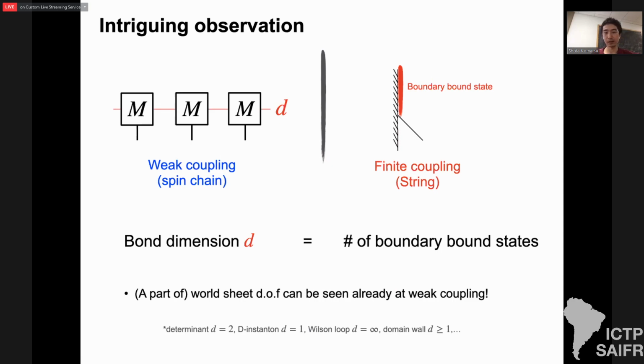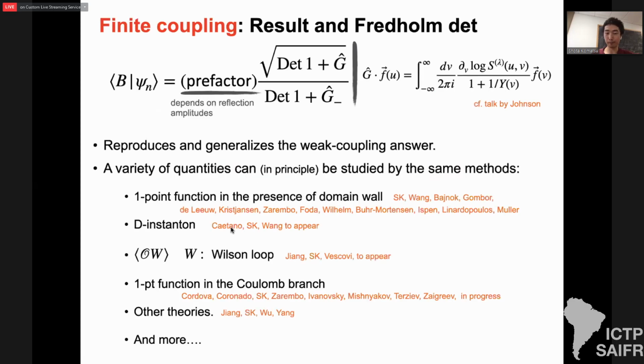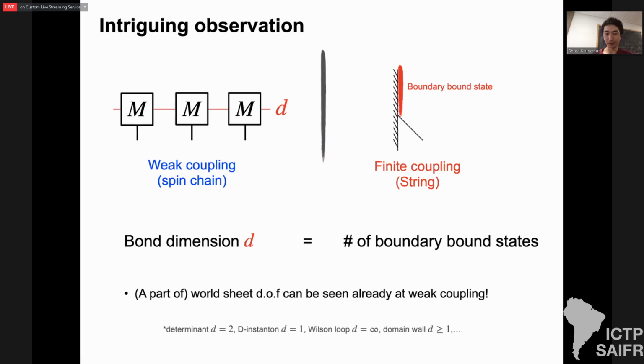So in all these examples that I showed in the previous slide, there is one interesting common feature: if you do the computation at weak coupling, you get a matrix product state with bond dimension D, and that number D is exactly equal to the number of boundary bound states which appear in the finite coupling computation. This is just an observation, but it's very interesting because it tells us that a part of the worldsheet degrees of freedom, which is the number of boundary bound states, can be seen already at weak coupling.